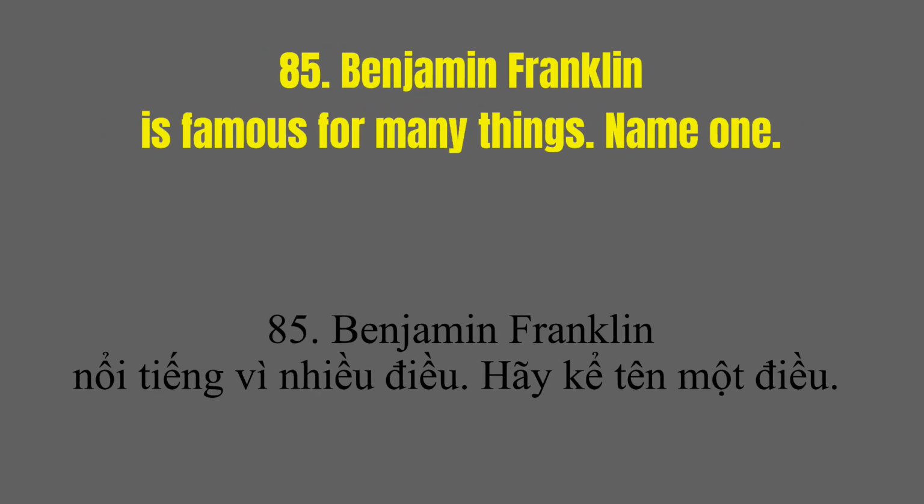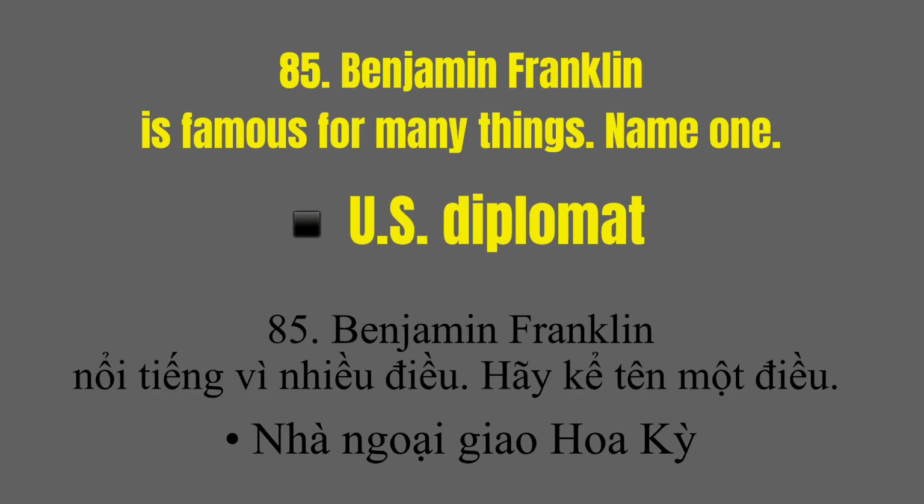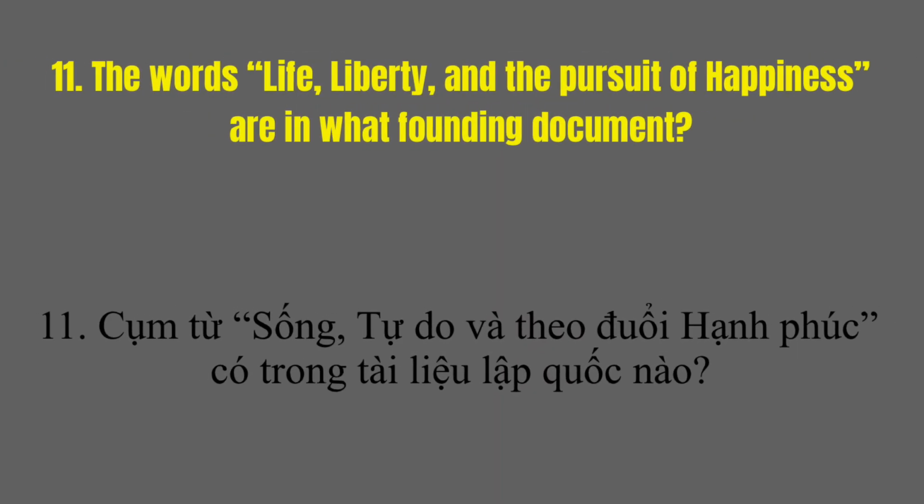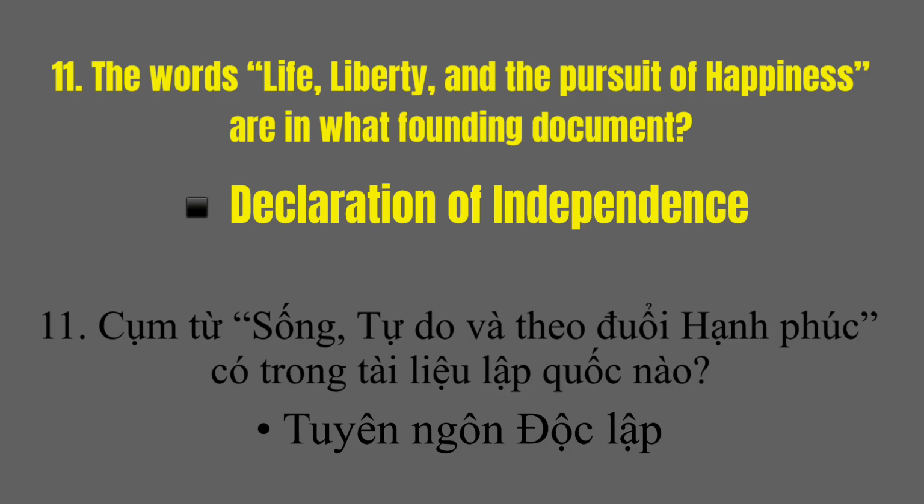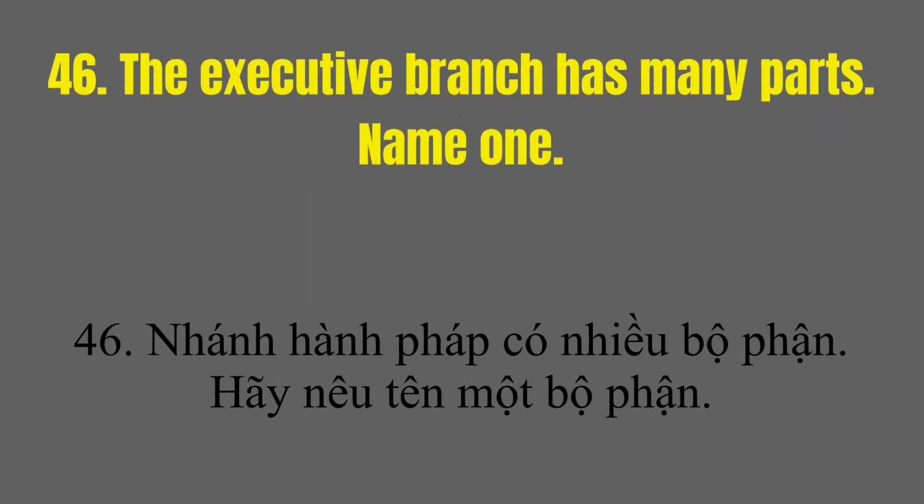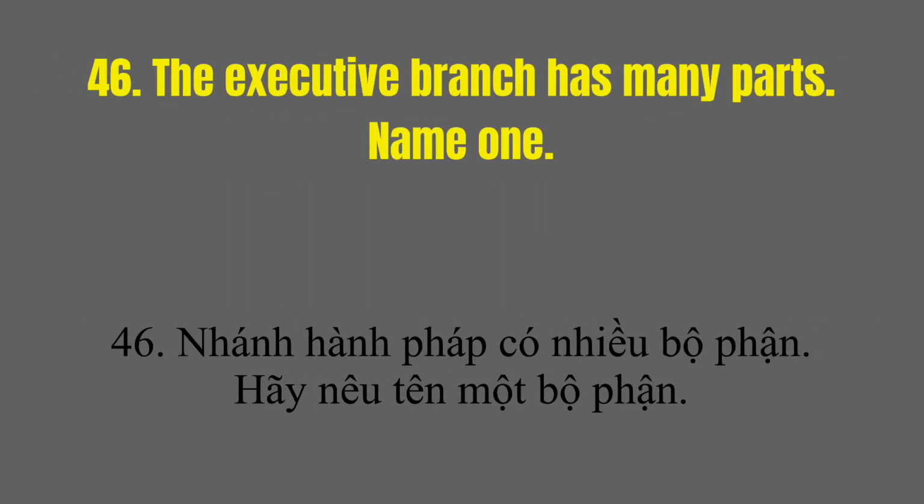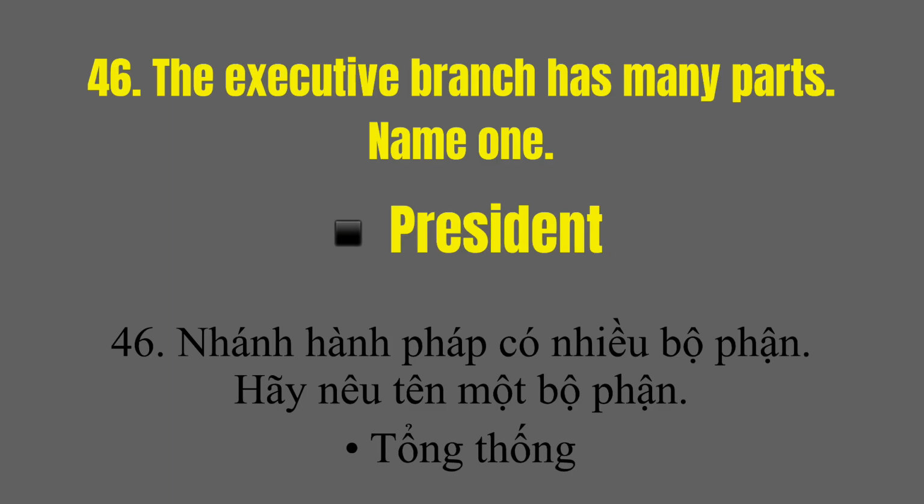Benjamin Franklin is famous for many things. Name one. U.S. diplomat. The words life, liberty, and the pursuit of happiness are in what founding document? Declaration of Independence. The executive branch has many parts. Name one. President.